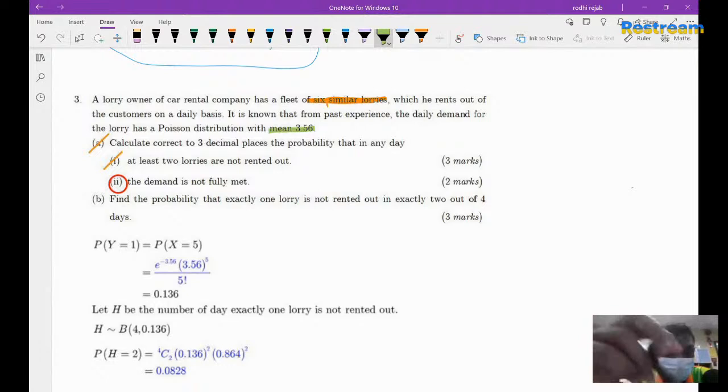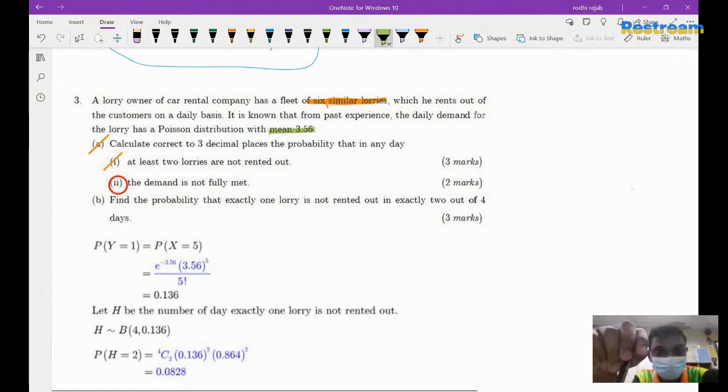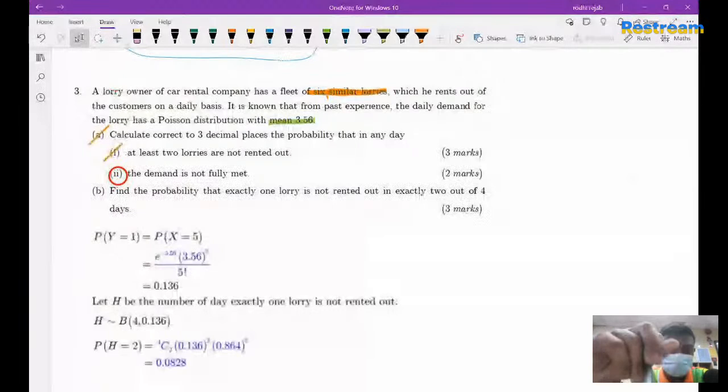Okay, the daily demand for the lorry has a Poisson distribution with mean of 3.56. At least two lorries are not rented out.